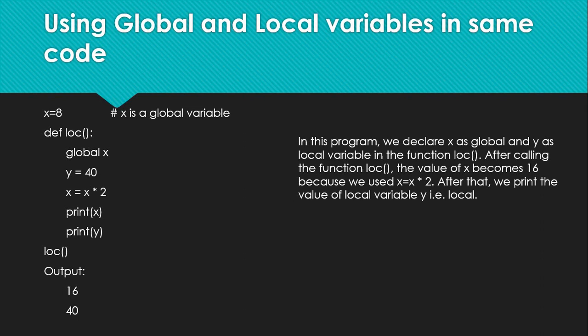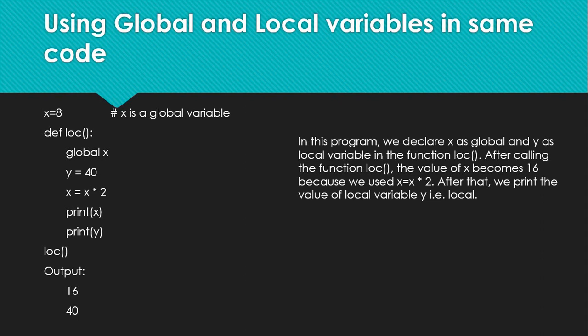Now look at this program again. x is equal to 8 is declared outside the function loc, that is the global variable. Inside the function, we're using the global keyword, global x, and y is equal to 40, x is equal to x into 2. So what happens in this case? 8 into 2 will be 16. So when I say print x, 16 is printed out, and the value of y that you have declared here is 40, and 40 will be printed out. So here you're using global and local variables in the same code. This is possible because we used the keyword global there.